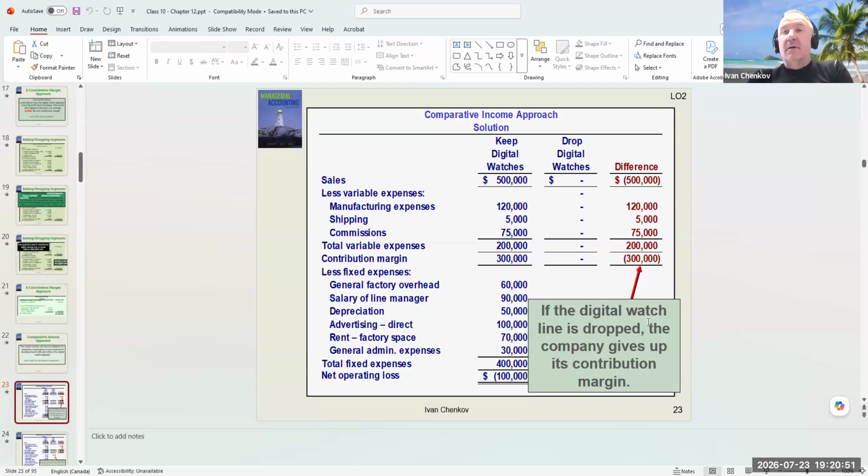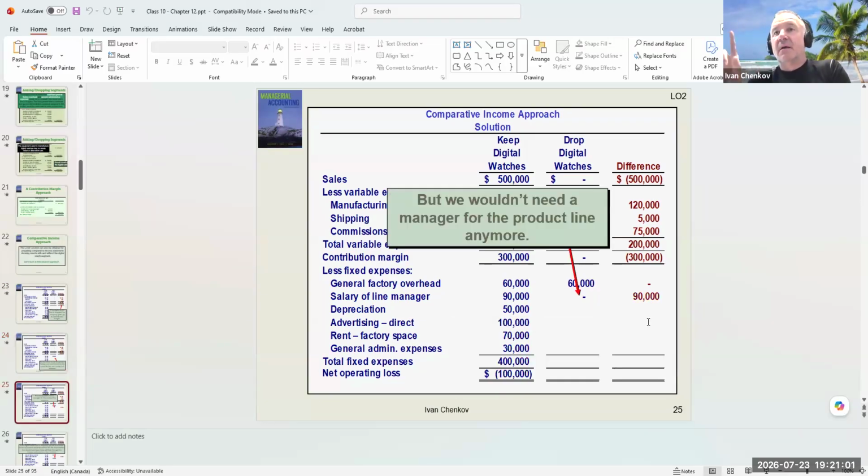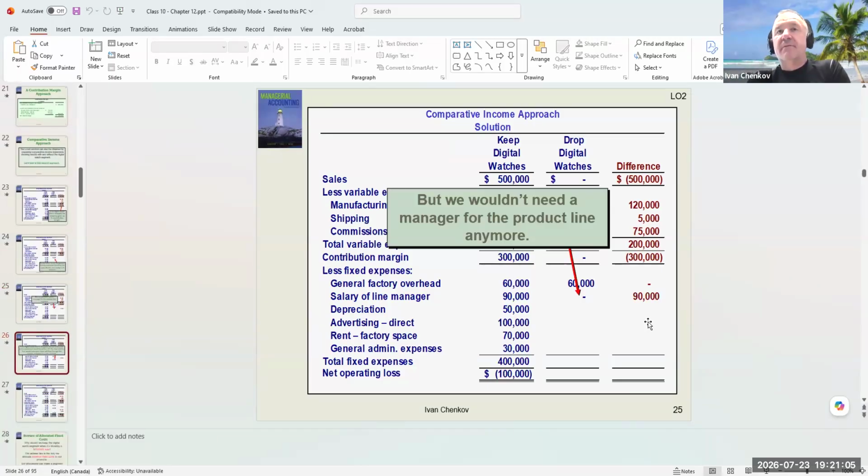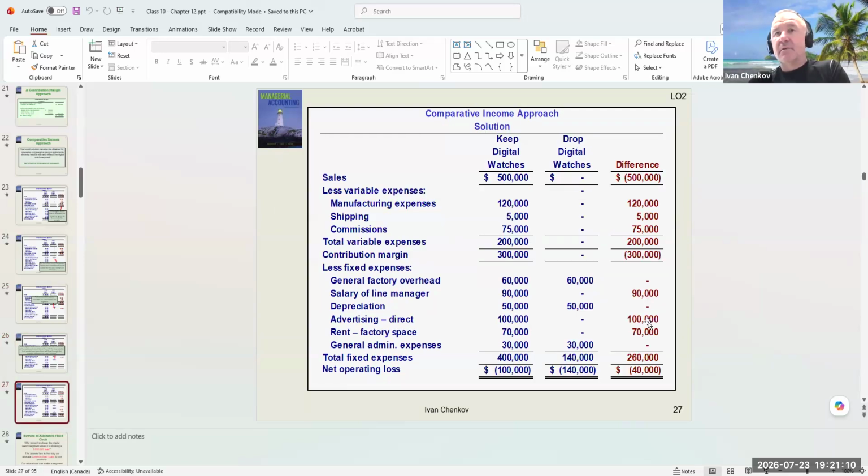On the other costs, 60,000 factory stays. Digital watch is gone, 60,000 stays. 90,000 factory line manager gone. 50,000 depreciation stays. Advertising direct gone. Rent gone. General administrative expenses stays. So the cost that's going to stay with me is 140.